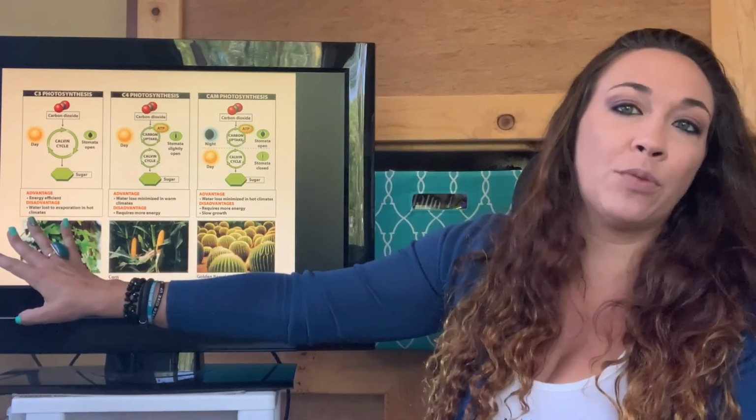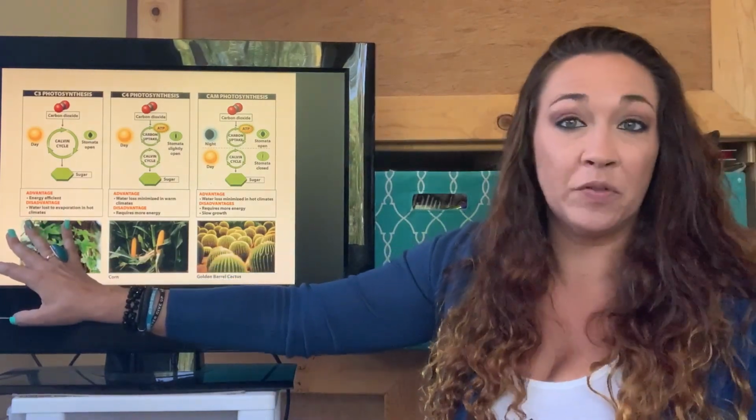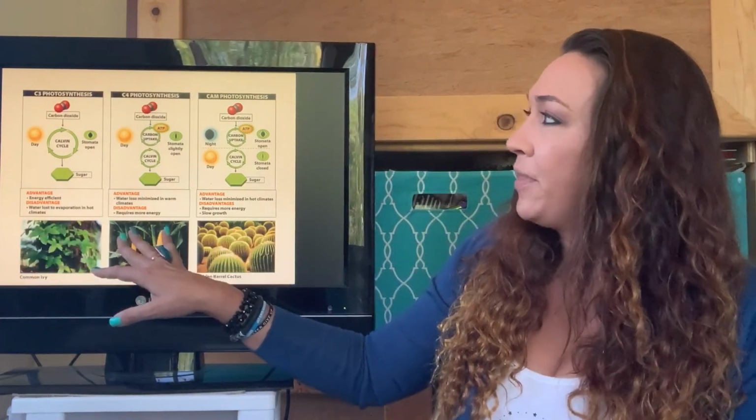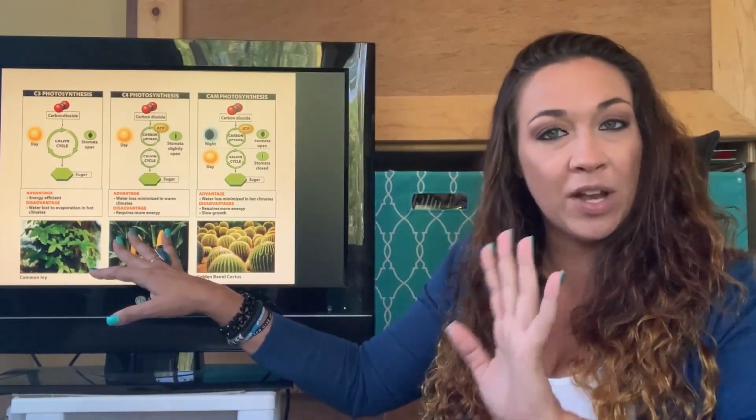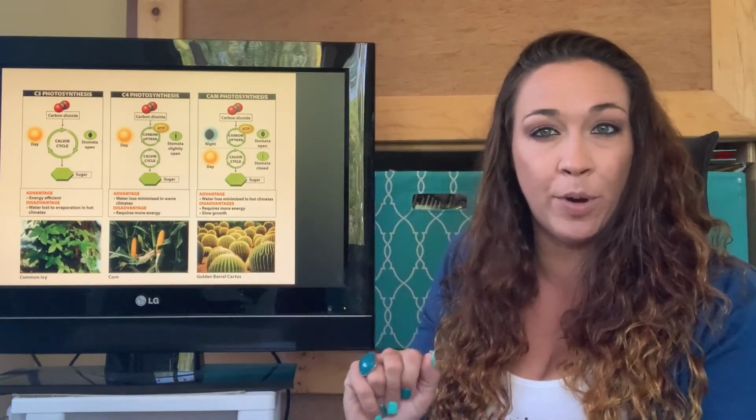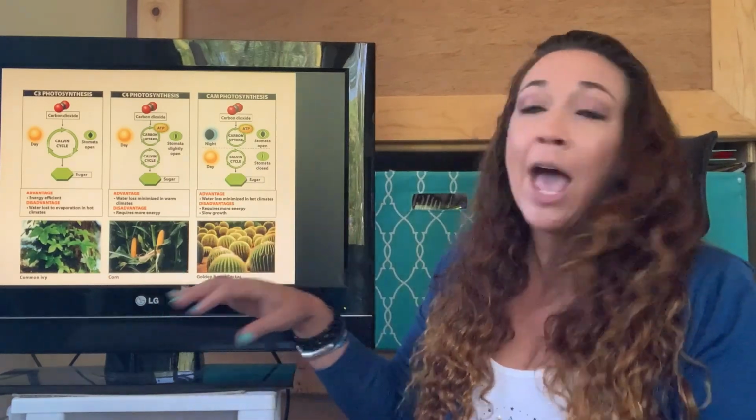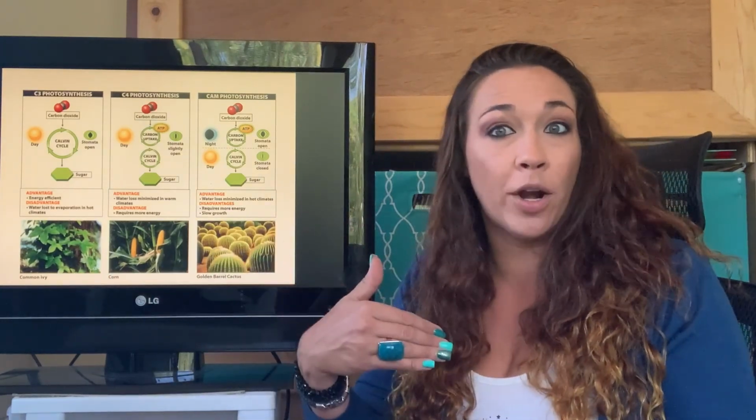So these are known as C3 plants, the normal plants that are pretty much doing photosynthesis all day long. These are the C4 plants that kind of break up their carbon intake and their photosynthesis. They have to partition out when they're doing both. It requires a little bit more energy, but saves water.